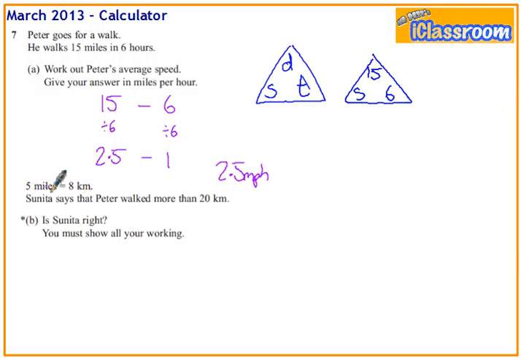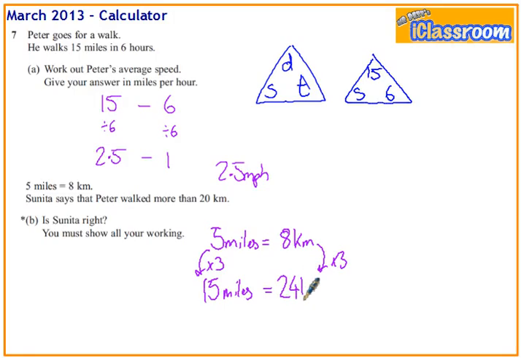We're then given some information. 5 miles is 8 kilometres, and Sunita says that Peter walked more than 20 kilometres. Is Sunita right? We must show our working. Well, we know that 5 miles is 8 kilometres. We know that Peter walked 15 miles. So that's 3 times as much, so this will be 3 times as much, which would be 24 kilometers. And again, because this question is asterisk, we need to write down a full written answer, which is going to be yes, Sunita is correct, because Peter did walk more than 20 kilometers.